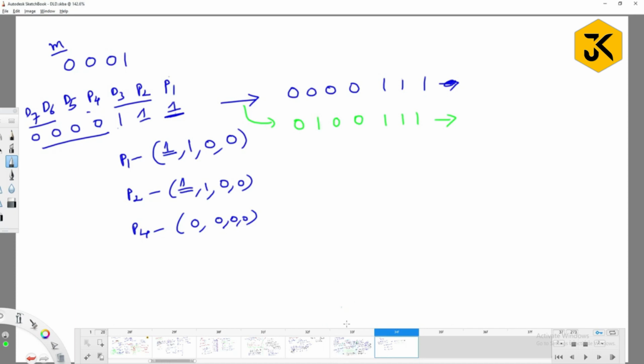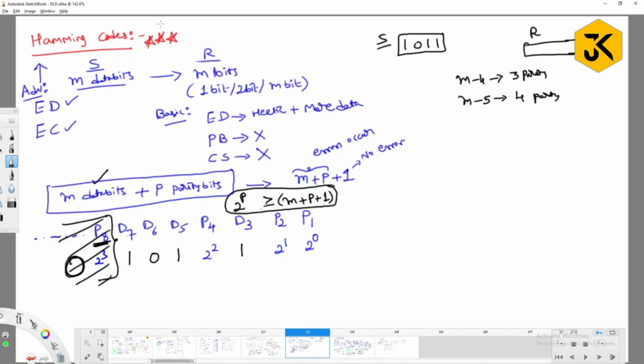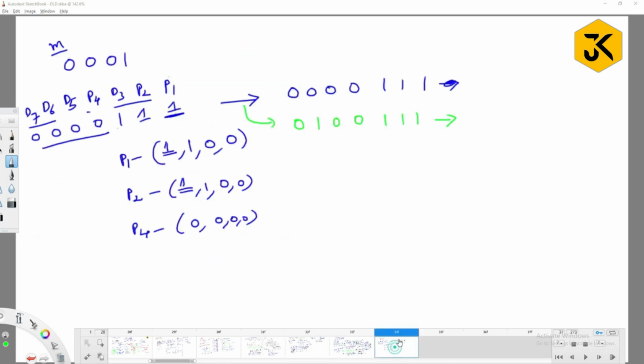So that means this Hamming code procedure works for 1 bit error correction, not for many bits. Now try to calculate again P1, P2, D3, P4, D5, D6, and D7, right? Now if I calculate the P1 value, P1 is 1 comma 1 comma 0 comma 0, 0 comma 0. So I got even parity, so there is no problem.